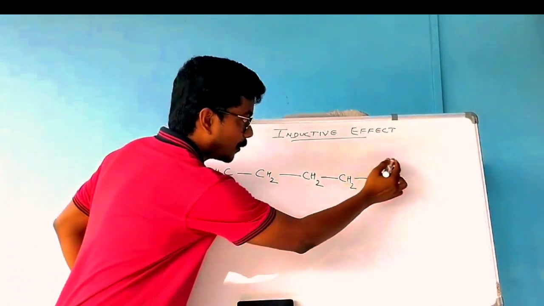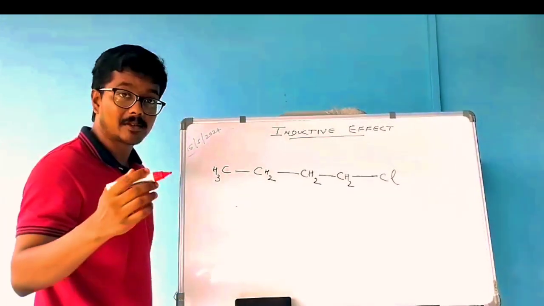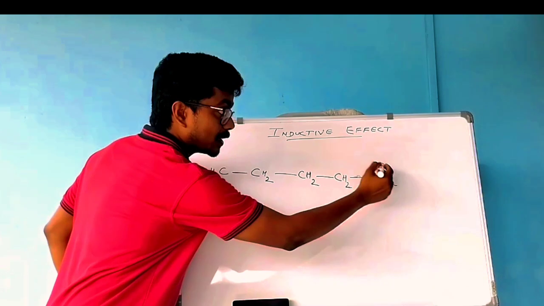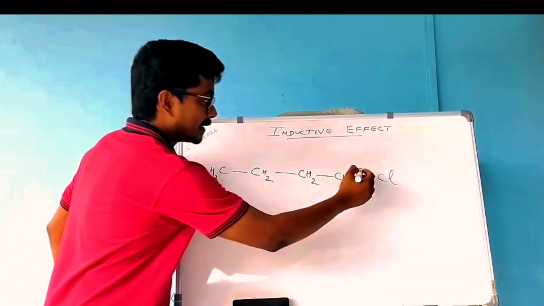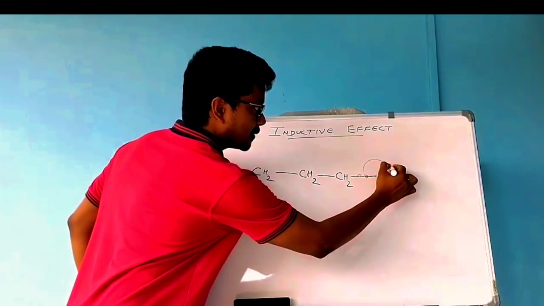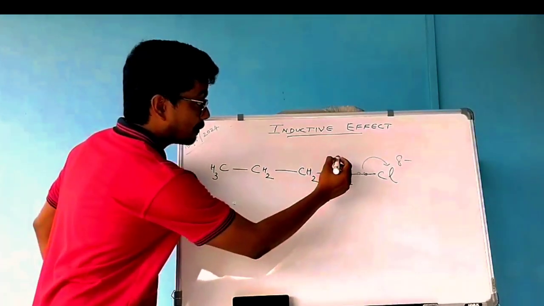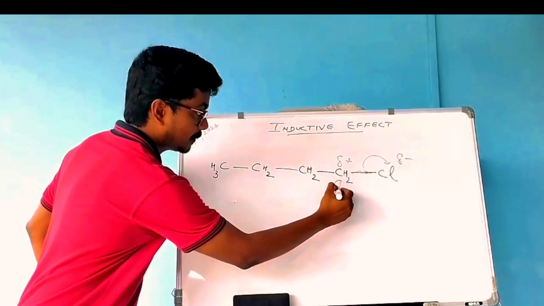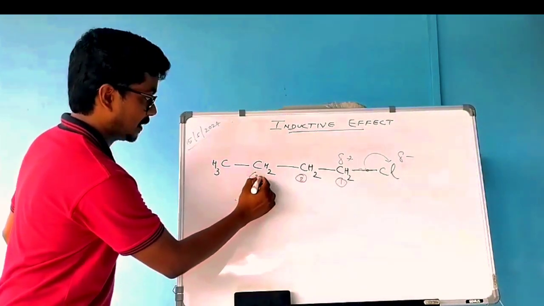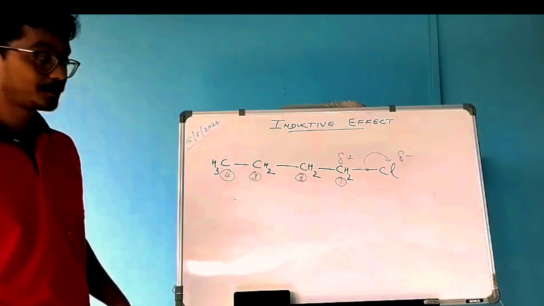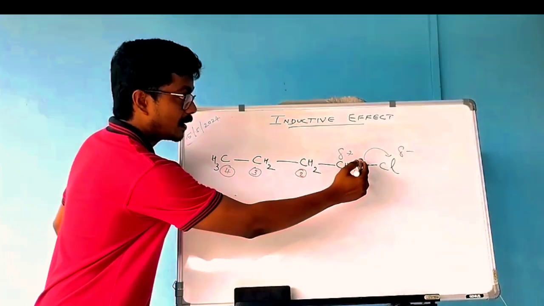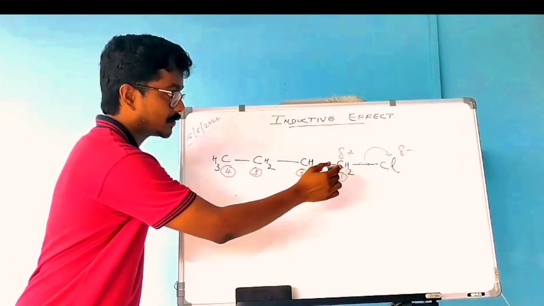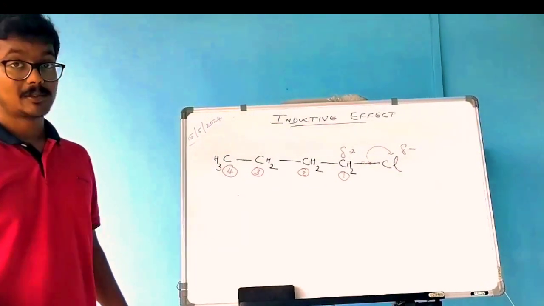When we consider this covalent bond, this chlorine possesses high electronegativity. As a result of that, the shared pair of electrons will move towards the chlorine atom. This results in a partial negative charge on the chlorine atom and a partial positive charge on the carbon atom. So this is the first carbon, this is the second carbon, this is the third carbon, and this one is the fourth carbon. The movement of the shared pair of electrons towards the chlorine atom creates a partial positive charge on the first carbon and a partial negative charge on the chlorine atom.